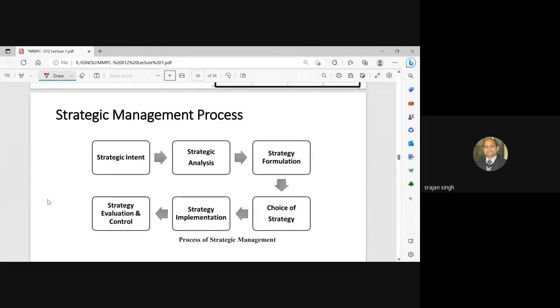Again, this is another important question from an examination point of view, and in examinations it is mostly asked to write the strategic management process. This is the basic process which we will discuss in coming slides. So first is strategic intent. Intent means intention, basically. Strategic intent, strategic analysis, strategic formulation, and then choice of strategy, then strategy implementation, strategy evaluation and control. You must have seen a similar process a number of times in PPM, in cost, in finance. So it is the basic process which is used in managing almost all aspects, right? So we'll discuss one by one.